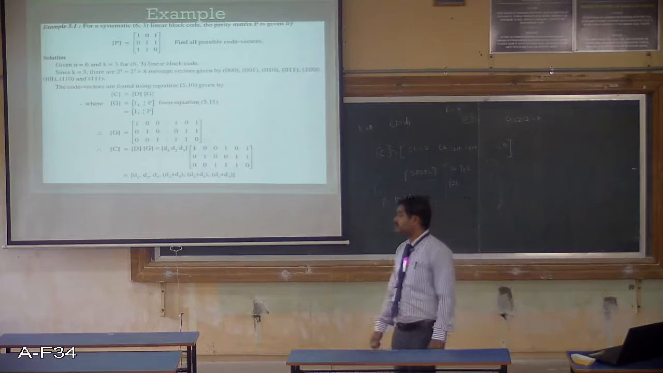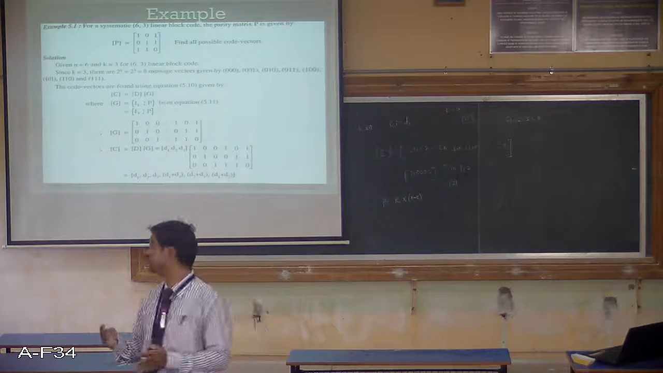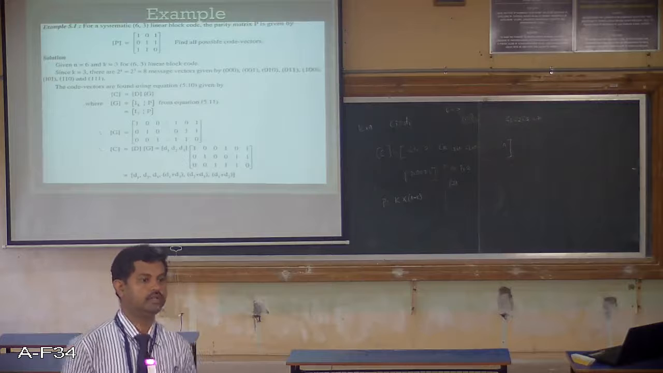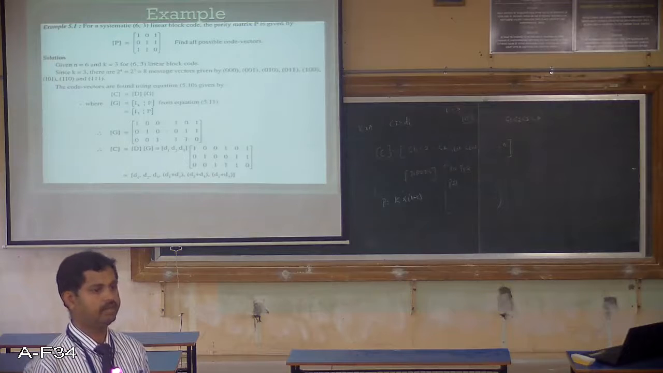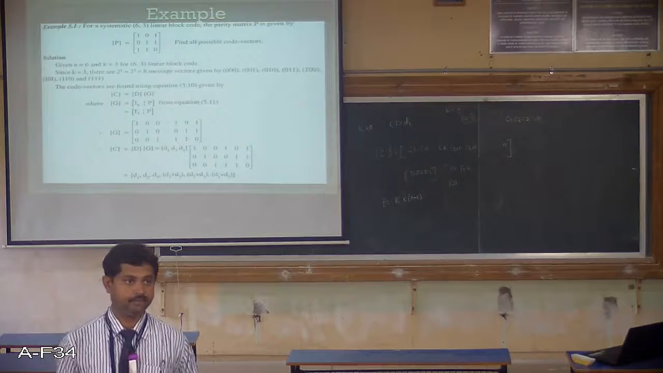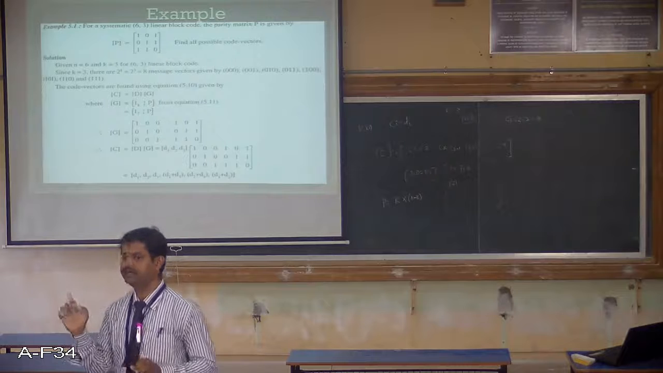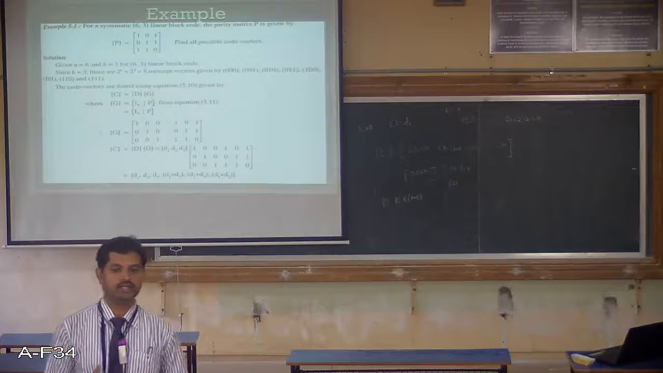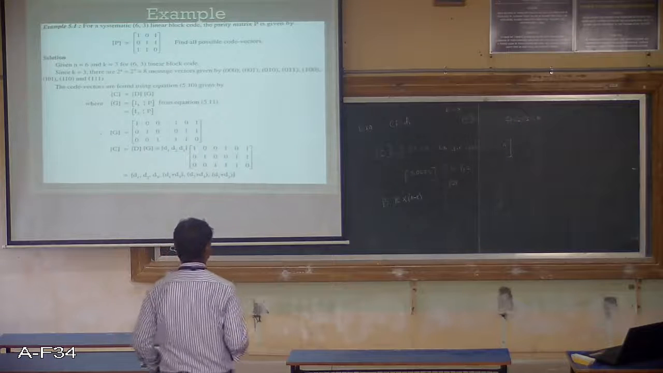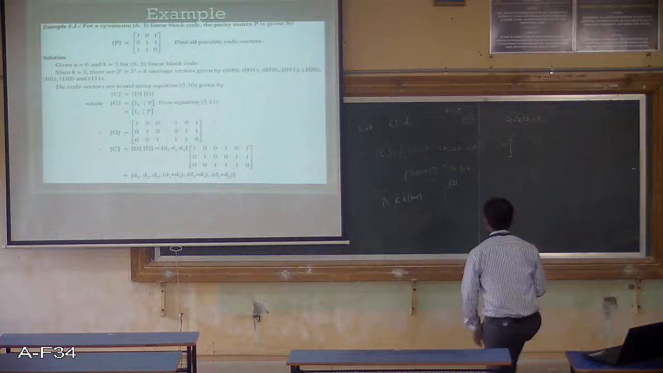So in the problem, the parity matrix is given, and its order is 3 into 3. Normally the parity matrix order is k into n minus k, right? So a systematic code of 6 comma 3. Always a linear block code will be defined with the notation n comma k, right, where n is the length of the code word, k is the length of message. So the length of code word is 6 now, the length of message is 3. Okay, it's a 6 comma 3 code.